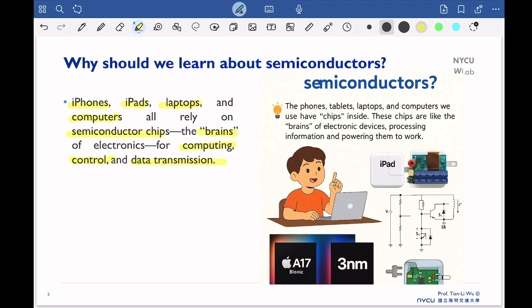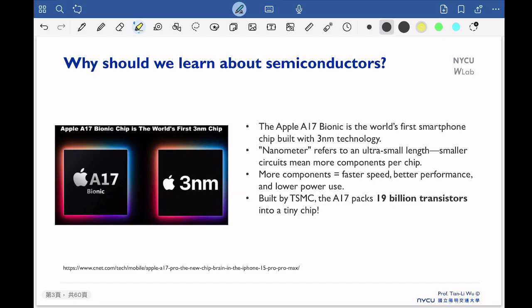And then the key part for this electronics is the computer semiconductor chip, which is generally like the brain of this electronics. So that's why we have to learn about the semiconductor. So here are just some examples of the electronics that you use every day, and what the details inside actually are. So this is an Apple A17 chip, and that's the world's first smartphone chip built with 3 nanometer technology.